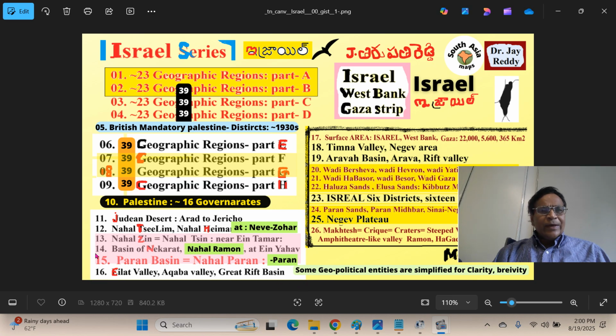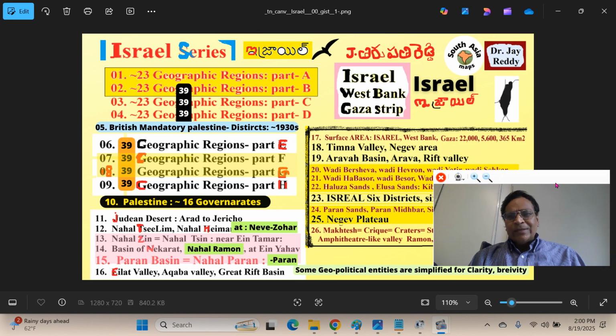We are in part 14, Basin of Nahal Nekarot, also called Nahal Ramon, that ends at a small urban center, rural center called Ein Yehav in the Arava Basin. That is the southern part of the Dead Sea. That is the inland salt lake in that region of the Greater Rift Valley.